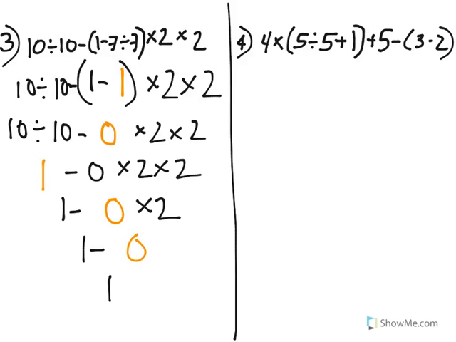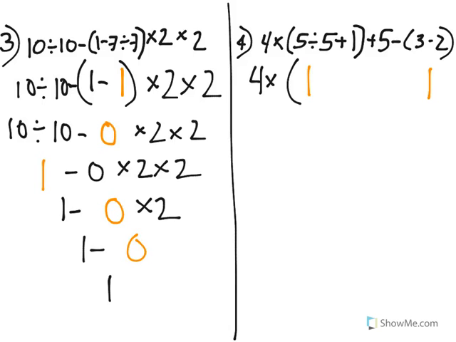Okay, so if we take a look at number 4, we have 2 different sets of parentheses. So we can work them both at the same time in this case. So if we look at the first set, we have division and addition. So we need to do the division first. We'll do 5 divided by 5, which is 1. And we could do the second set of parentheses, which is 3 minus 2, and that's also 1.